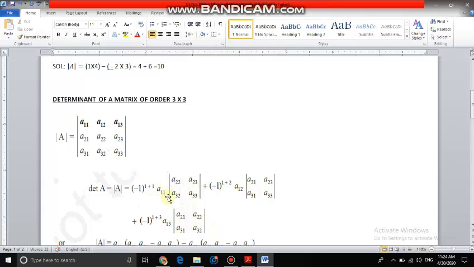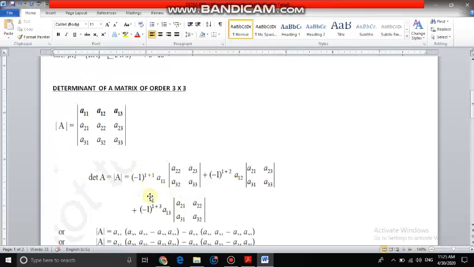So first you have to understand how you have to write these numbers. Then before these numbers we have minus 1 to the power 1 plus 1. This 1 plus 1 is because it is first row first column. Next one is minus 1 to the power 1 plus 2, because it is first row second column, A12. Next we have minus 1 to the power 1 plus 3, that is first row third column. Okay. So this represents the sign. This gives me the signs before the determinant.